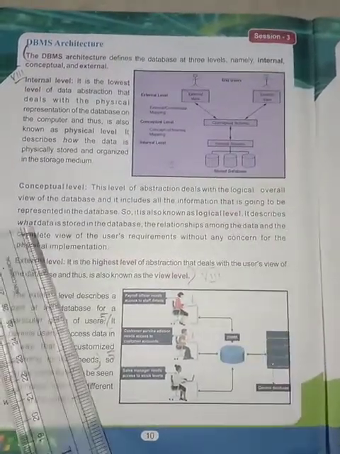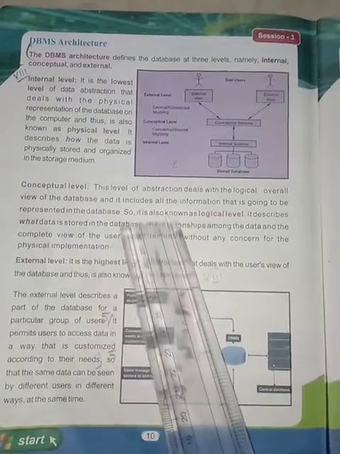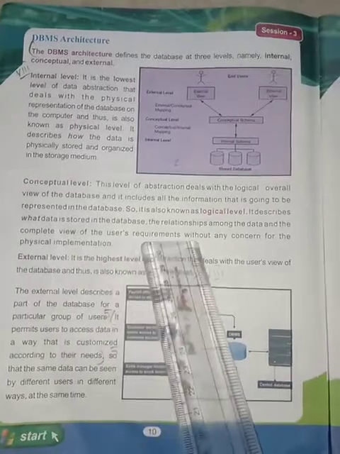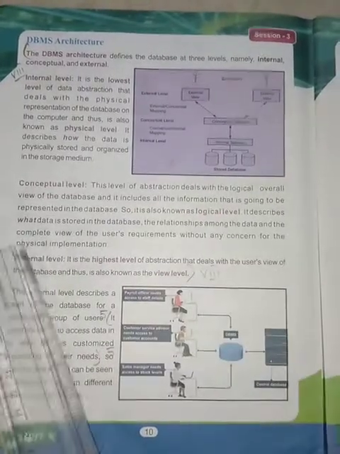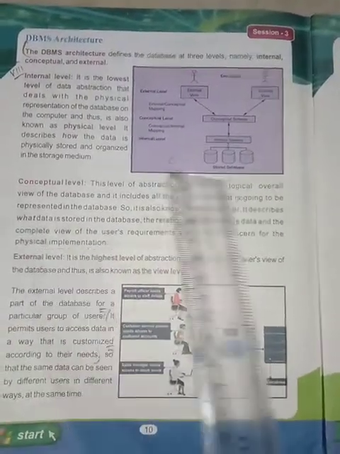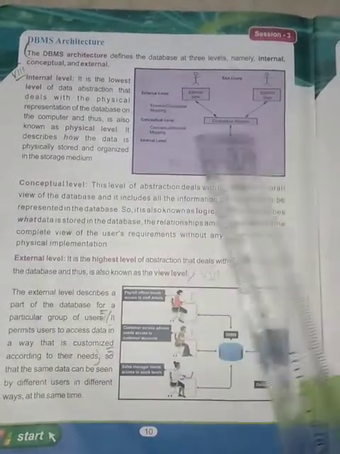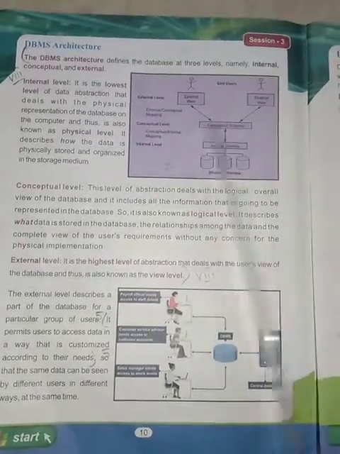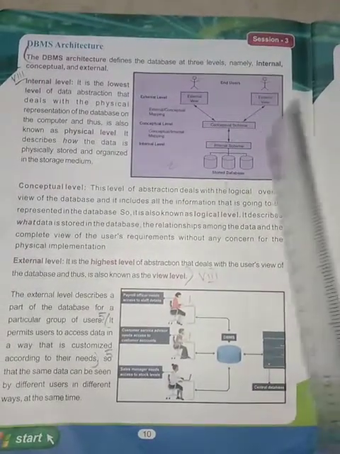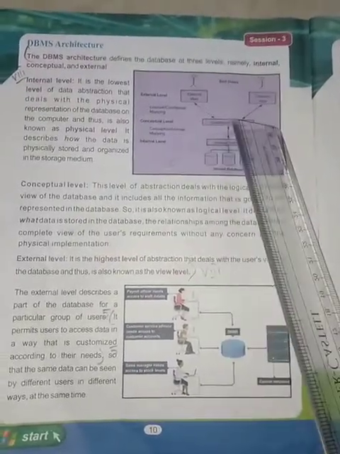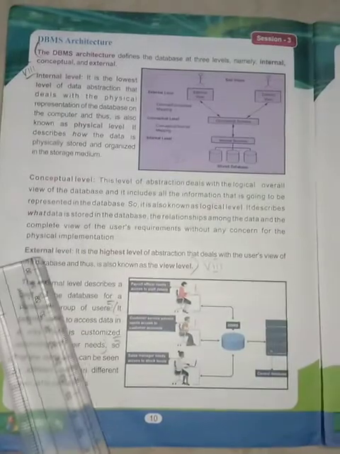It describes what data is stored in the database, the relationship among the data, and the complete view of the user's requirement without any concern for the physical implementation. So without any concern for physical implementation, it will have all the information of how the data is stored, what the relationships between the data are, and what the complete view is of how the user requires it. All this information will be stored in this conceptual level. Next, external level.